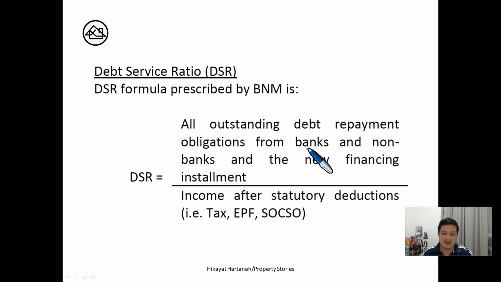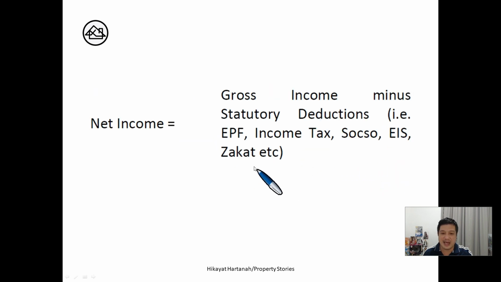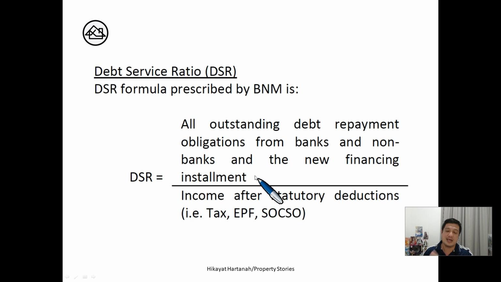All outstanding debt repayment obligations from banks and non-banks. Yes, there are non-bank creditors, for example AIA or Aeon Credit or maybe Toyota Financing. They will be put inside CCRIS, so if it is in CCRIS, this is what we have to count. And the new financing installment, over the income after statutory deduction. This is net income, okay? And the new financing installment, can you see here? So that means the total DSR is whatever existing commitments you have seen in CCRIS, plus the new commitment that you want to add, over your net income. That is your DSR, okay?